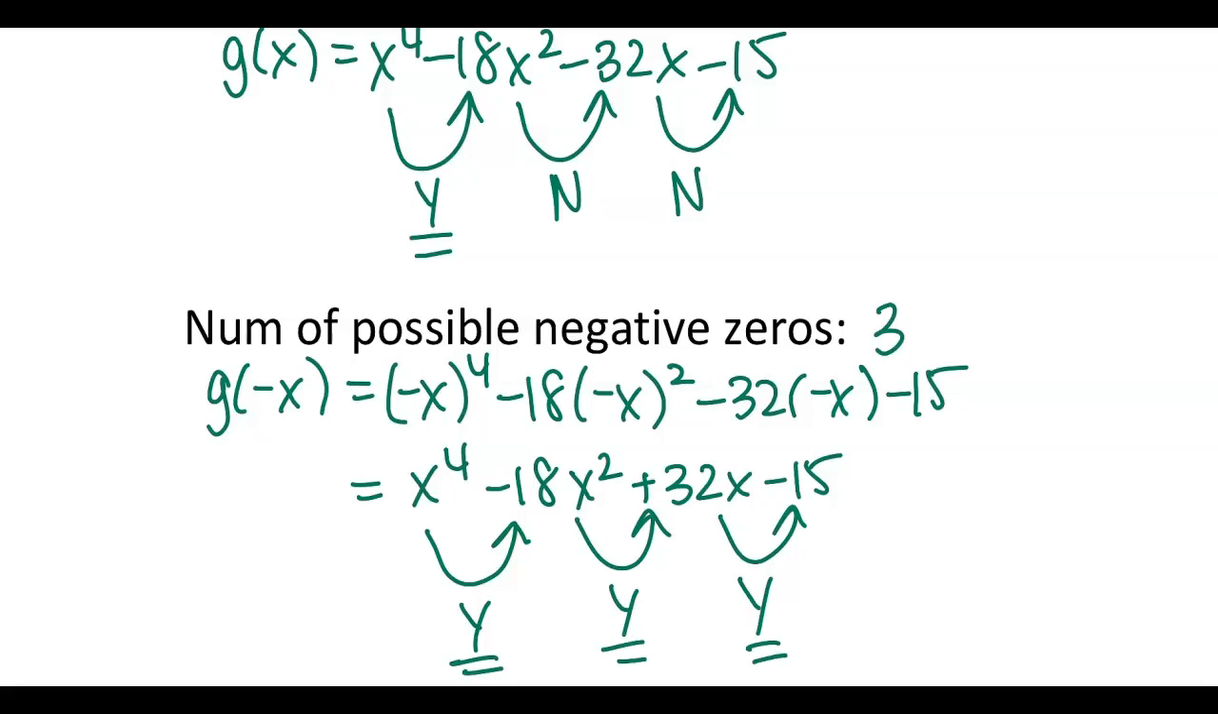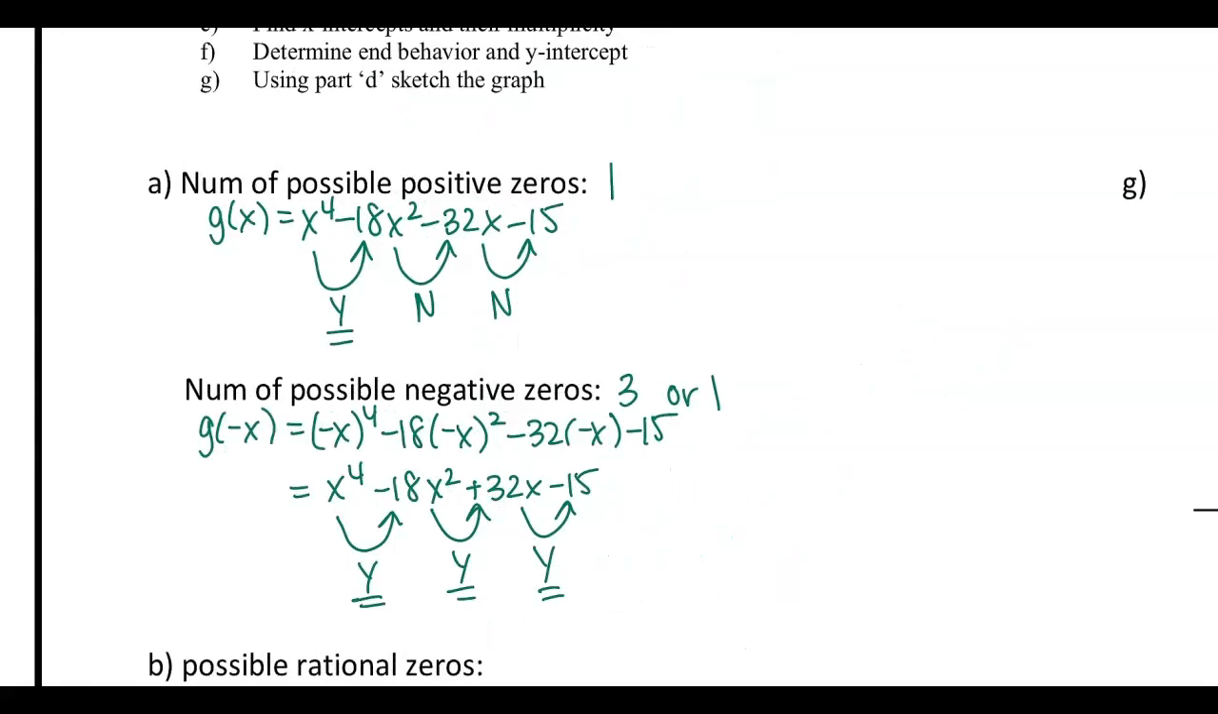Is that the only possible number of negative zeros I can have? Or 1, because I could literally take 3 and subtract 2, because you have to do it in even numbers. You'll either have 3 negatives or 1 negative. So let's make my chart. I think you guys have an idea, but let's make the chart.